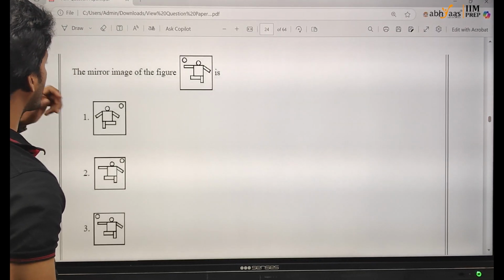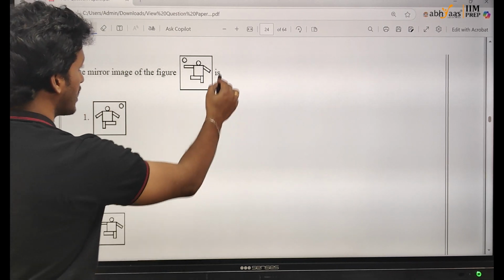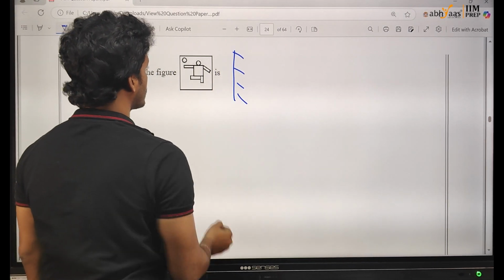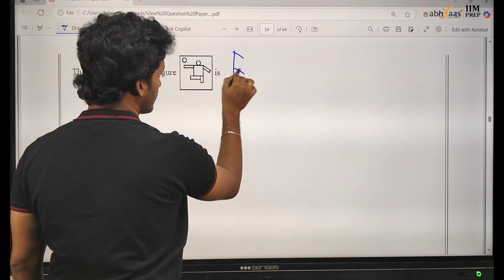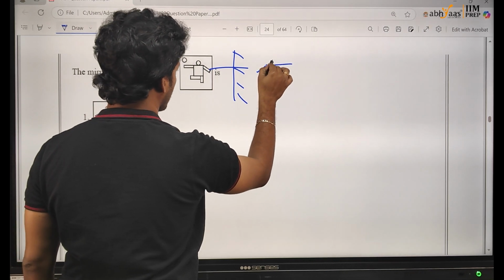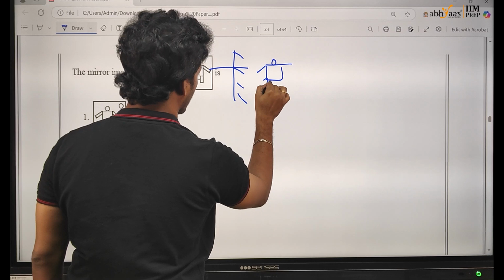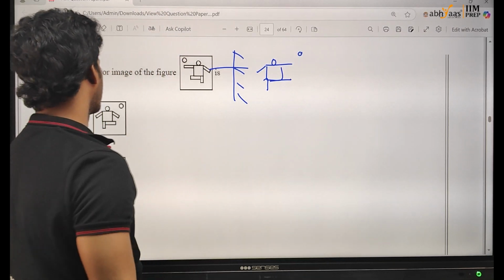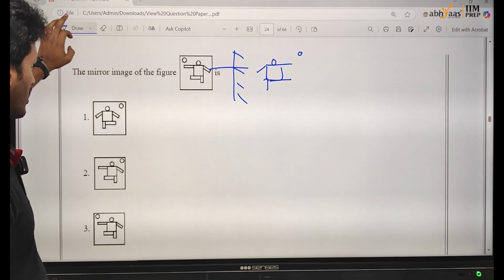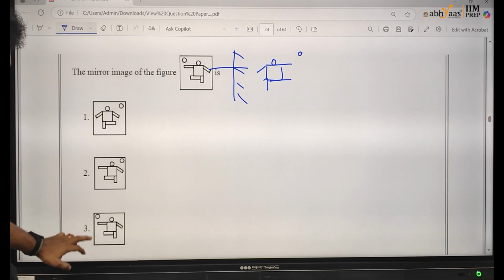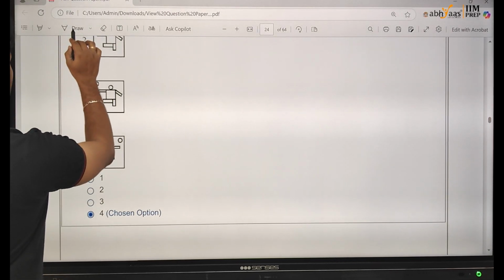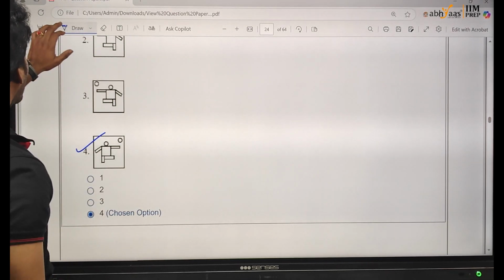Now let's come to the mirror image. Mirror image means I have to place a mirror here. So if I place it here, this hand comes like this. It's a hand. It has to be like this. That's it. No need of drawing that also, but just for your understanding. The option is 4. Okay. Next.